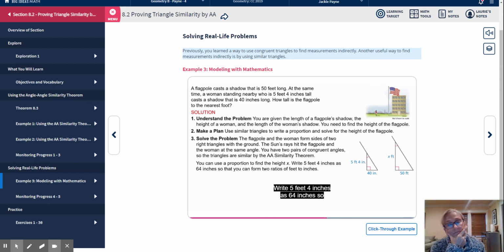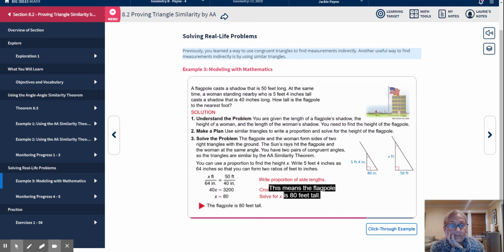Write 5 feet 4 inches as 64 inches so that you can form two ratios of feet to inches. Write a proportion of side lengths. X feet divided by 64 inches is equal to 50 feet divided by 40 inches. Use the cross products property, and this gives you 40x is equal to 3,200. Solve for x by dividing each side of the equation by 40, and x is equal to 80. This means the flagpole is 80 feet tall.